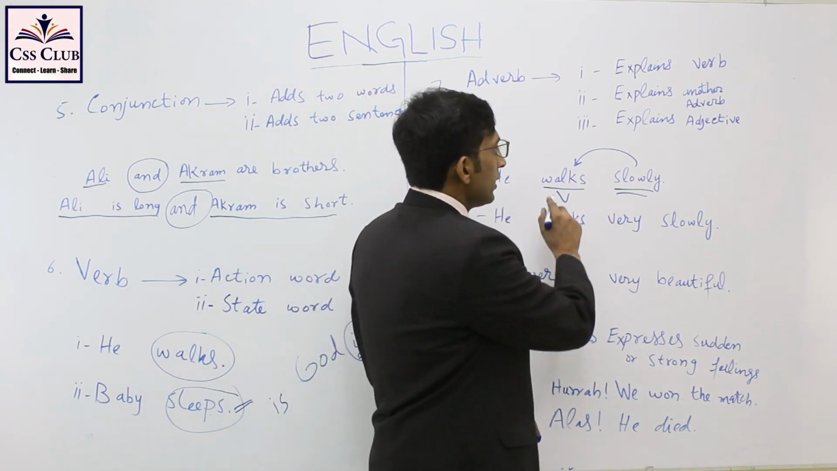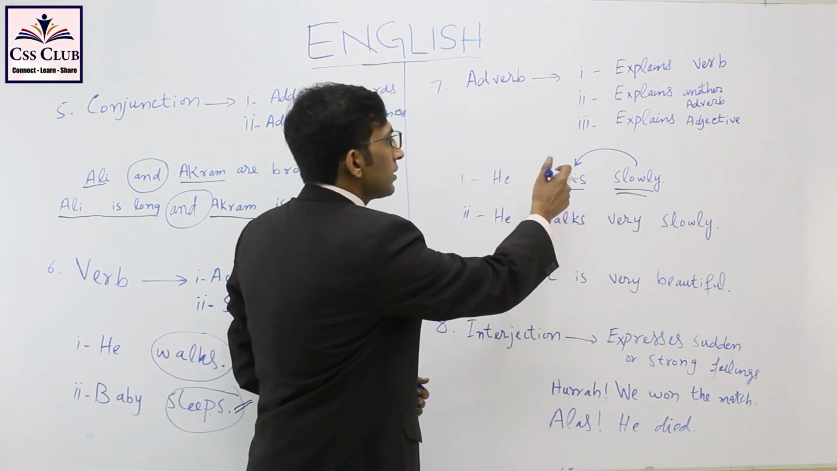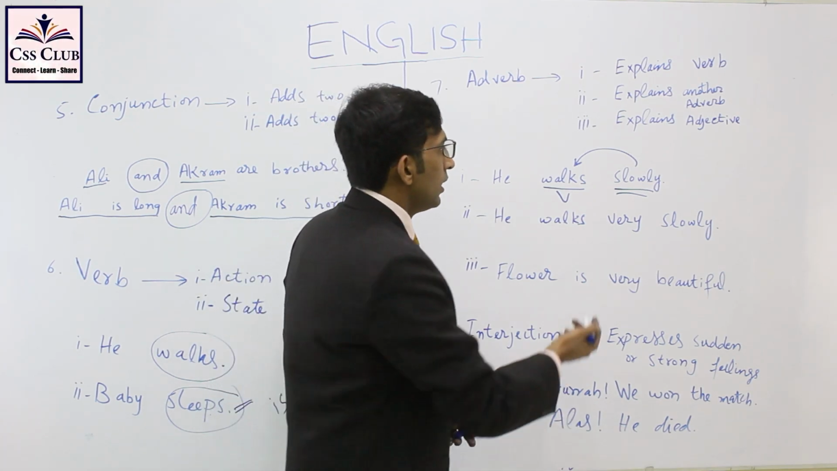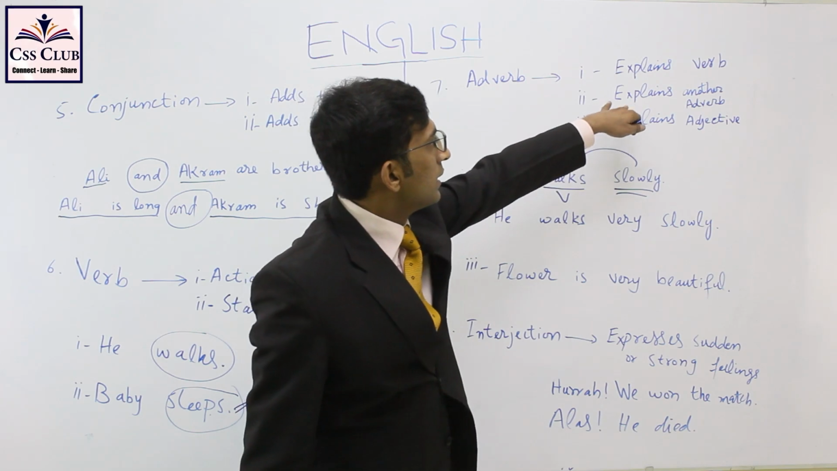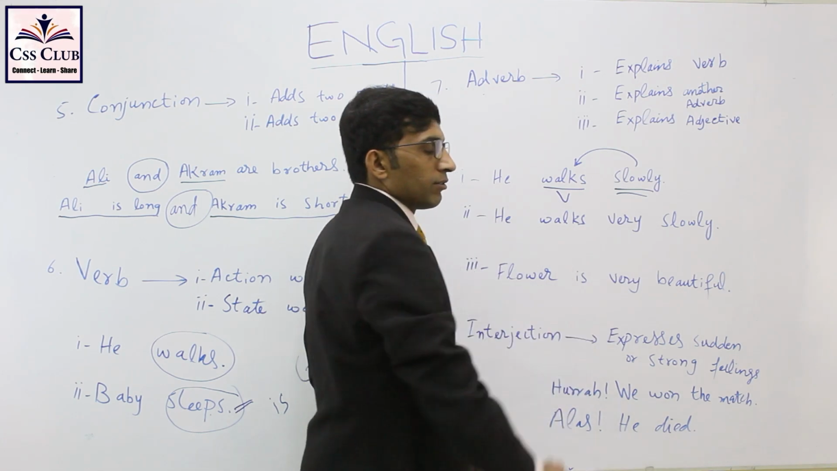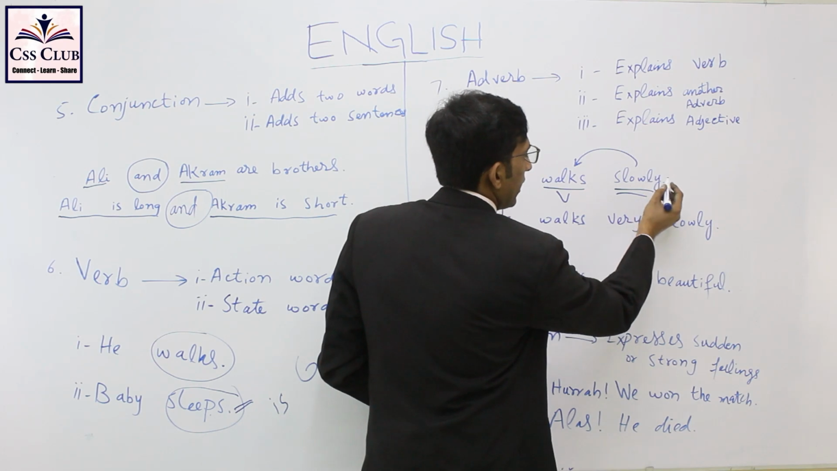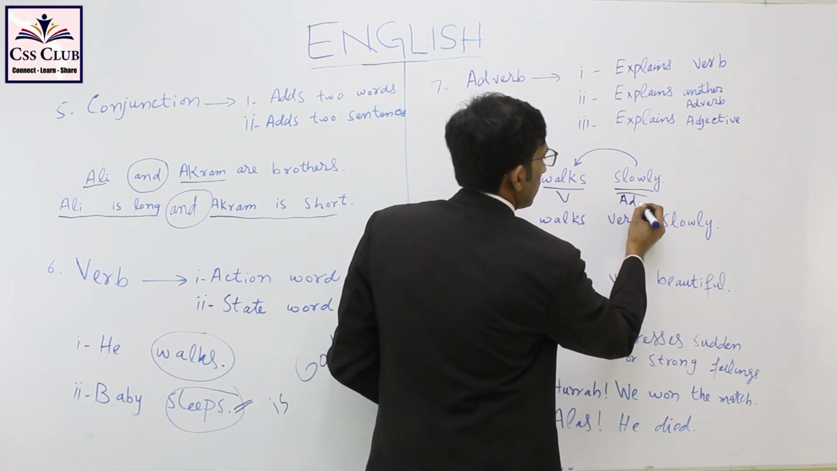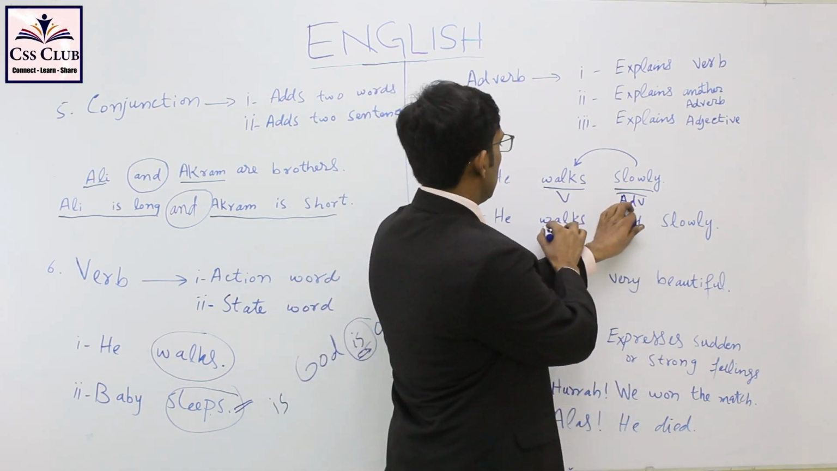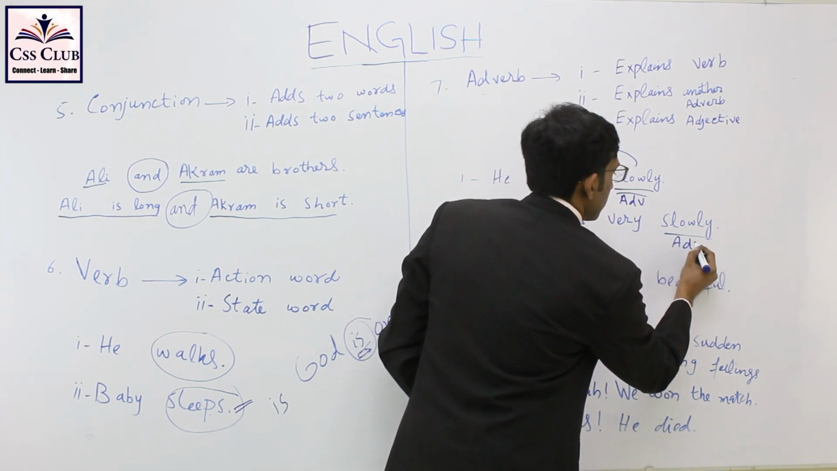So here it is walks slowly. He walks slowly. So slowly explains the verb. So whatever word explains the verb is called an adverb. This is the first thing. Okay, the first function. The second function: adverb explains another adverb. So here, slowly, as we all know, it's an adverb here. So what about here? Still, this is the verb and this is the adverb.